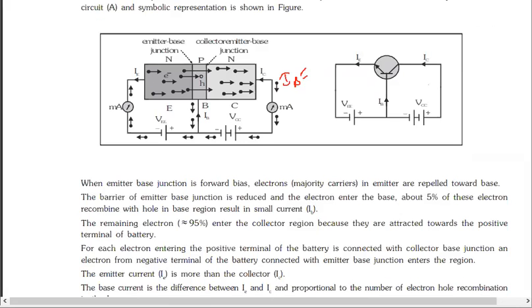So basically IB will be very less than IC, and beta is a factor which is very much greater, a greater factor. So I can say that IB is equal to IC by beta, or IC is equal to beta IB. This was opposite. Okay, got it?